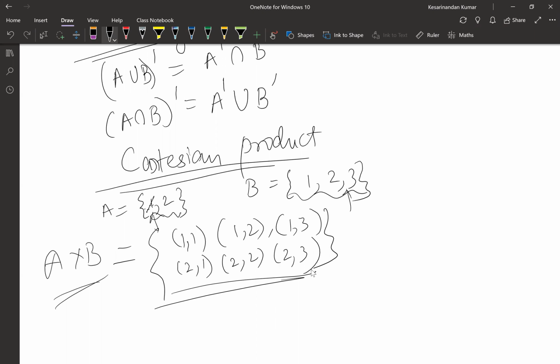Is this part clear, guys? Everyone? Does anybody have any doubt with this part? Okay, perfect. So with this part done, let's solve some questions.